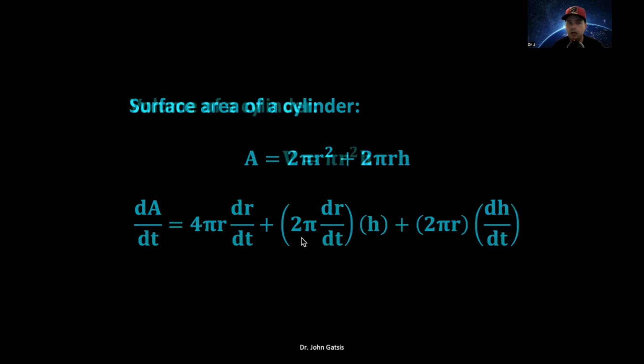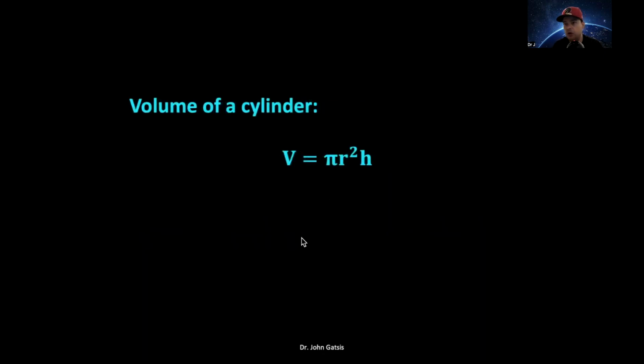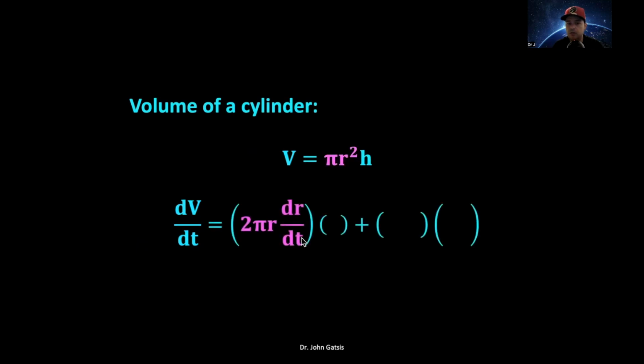How about the volume of a cylinder? Okay, another product rule here. So we'll group the pi r squared together. So the left-hand side derivative. And then the product rule here, we have 2 pi r dr/dt. And hold the h, hold the pi r squared, and then finally differentiate h with respect to t, which is dh/dt.